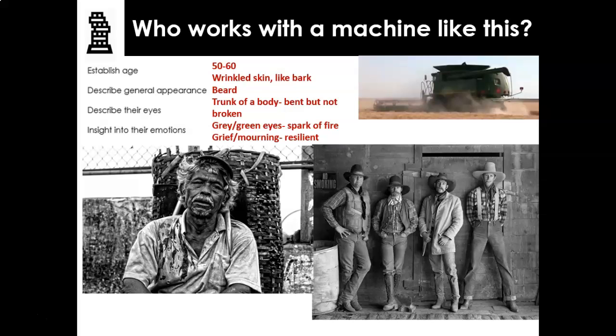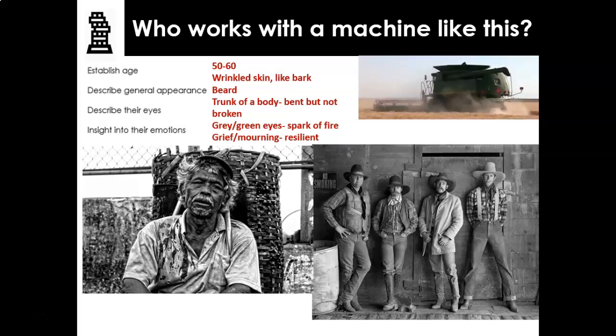So when you're describing the general appearance, you're a bit like the building, you say what you see. He's got this little beard, this little goatee. Now, because I'd already said bark and I was thinking like a tree, if I was describing more about his appearance, I might say that he's got like a trunk of a body. The idea that his body is bent but not broken. So he's had a hard life, but he keeps going.